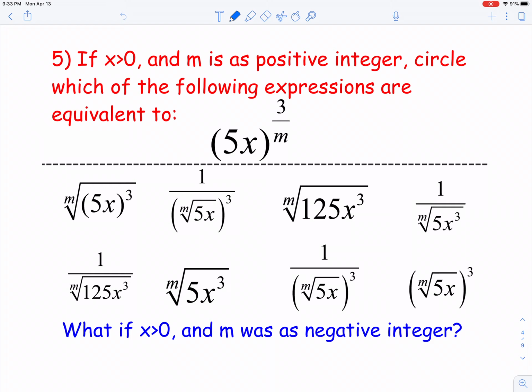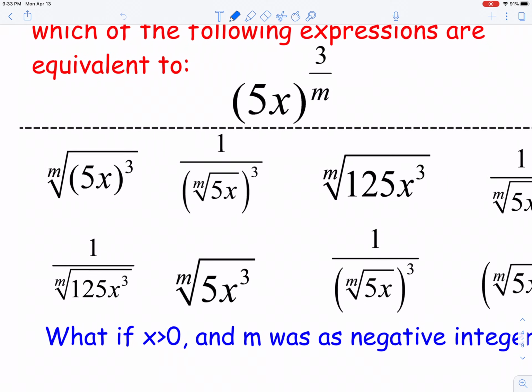Okay, if x is greater than 0 and m is positive, circle which of the following expressions are equivalent. So we need to simplify all these expressions in order to figure that out. So I'm going to go across and do each one.